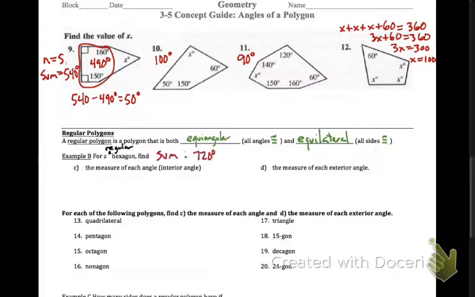Well, the sum of a regular hexagon would be 4 times 180, 720 degrees. So to figure out what each individual one is, we're going to divide by the number of angles. 720 divided by 6 is 120. To find the measure of each exterior angle, we're simply going to take the sum of the exterior angles and divide by the number of angles, which would be 6, or number of vertices, really, in this case. So it's 360 divided by 6 for that.